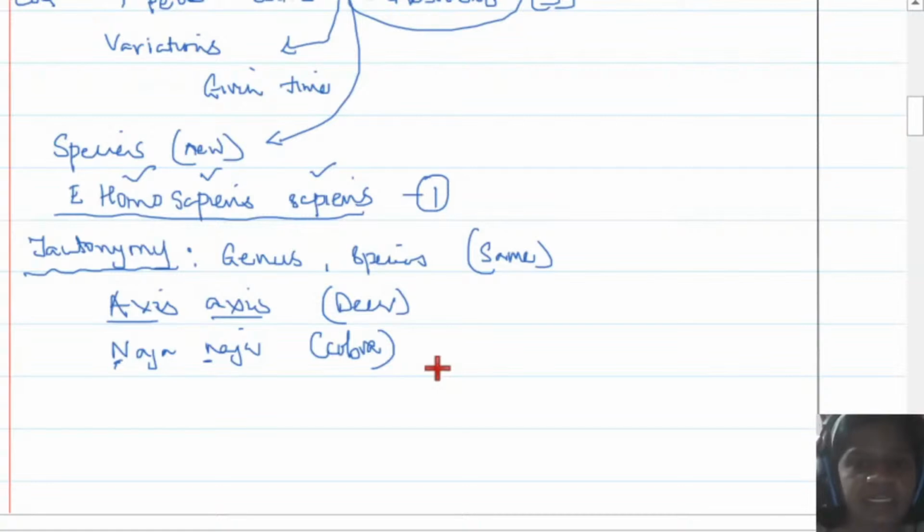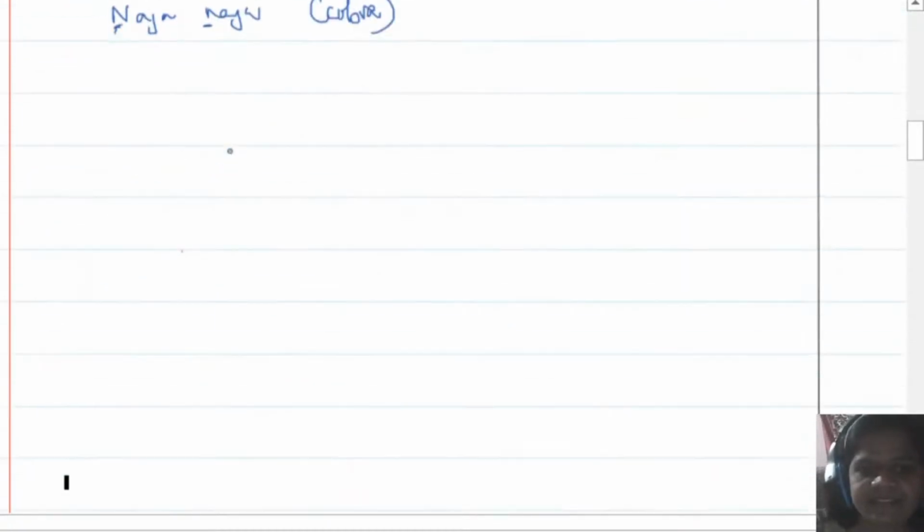That is trinomial nomenclature. Trinomen means 3, binomen means 2. Tautonymy is the process of naming the organism with the same genus and species. Examples are Axis axis and Naja naja. With this, we come to the end of the binomial nomenclature and the trinomial nomenclature. Now comes species. What do we know about species? We've been talking about taxonomy for a while now, right? Species is at the end of the line. This is the basic unit of classification.